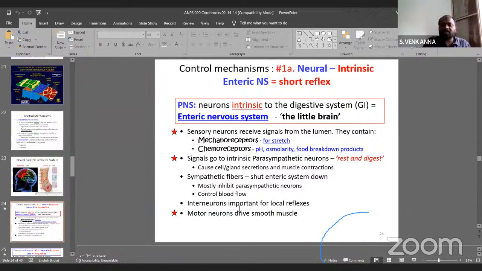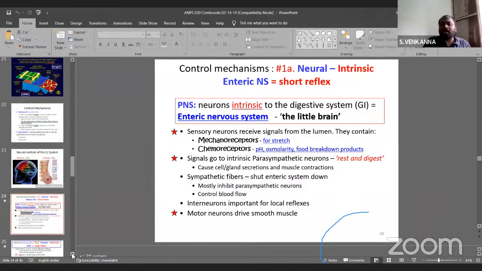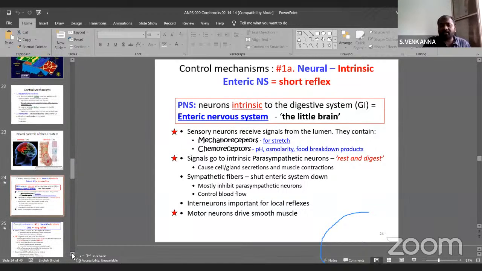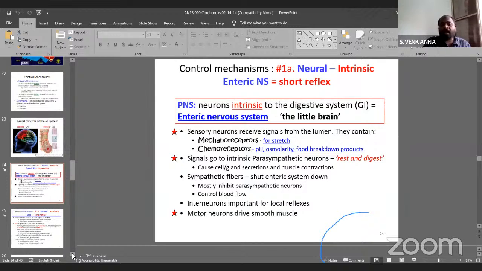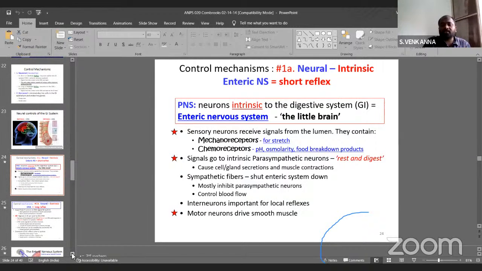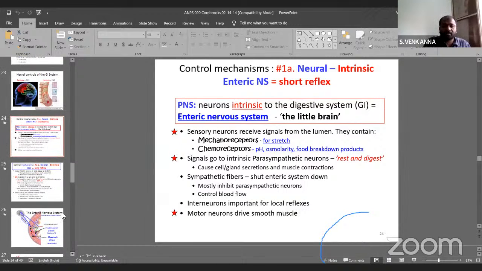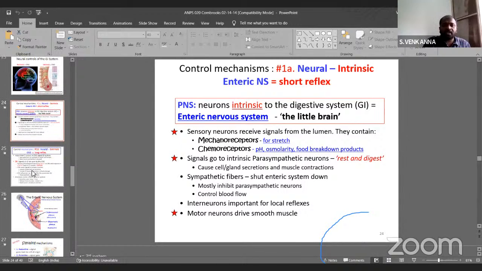The interneurons are important for local responses. Then motor nerves drive smooth muscles. There are two types of muscles: rough muscles and smooth muscles. The smooth muscles are the involuntary muscles, controlled only by hormones. See, this is the next one.